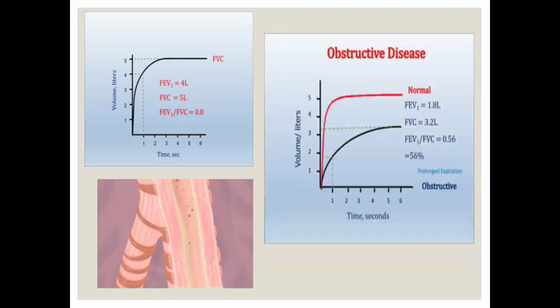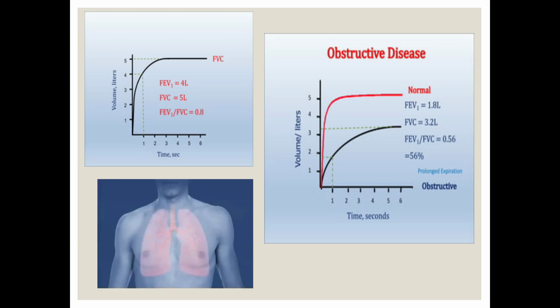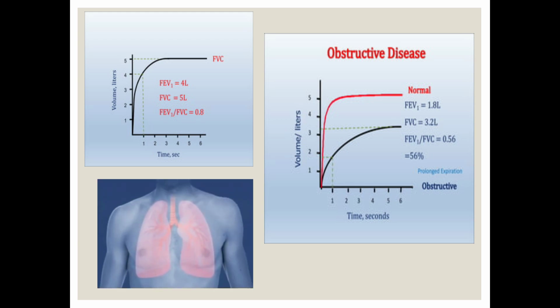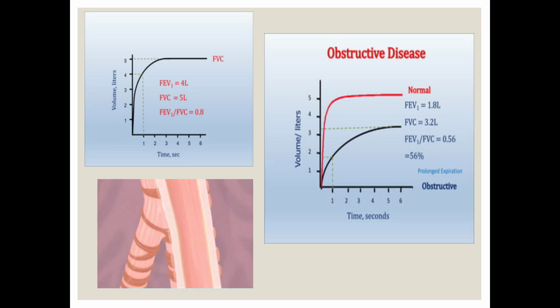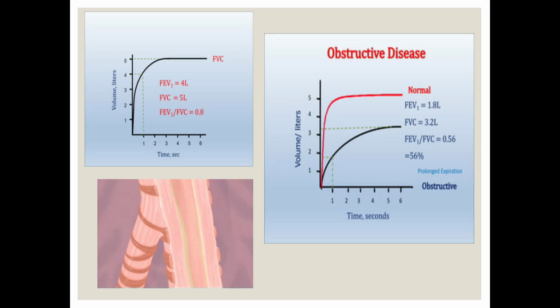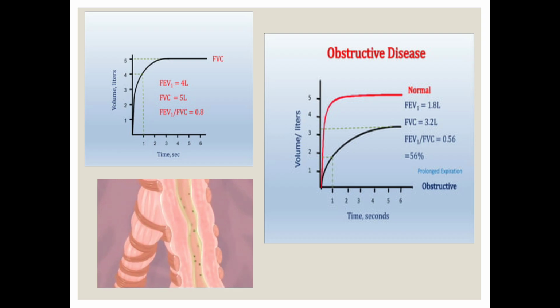But in an asthmatic patient, as there is a traffic jam or obstruction, the amount in the first second will be less. Although at the end of expiration the patient will be able to exhale the whole amount, in the first second the FEV1 is very much reduced, 1.8 liters instead of 4 liters. So FEV1 is very much less relative to the FVC, and the ratio becomes much lower in obstructive lung disease.